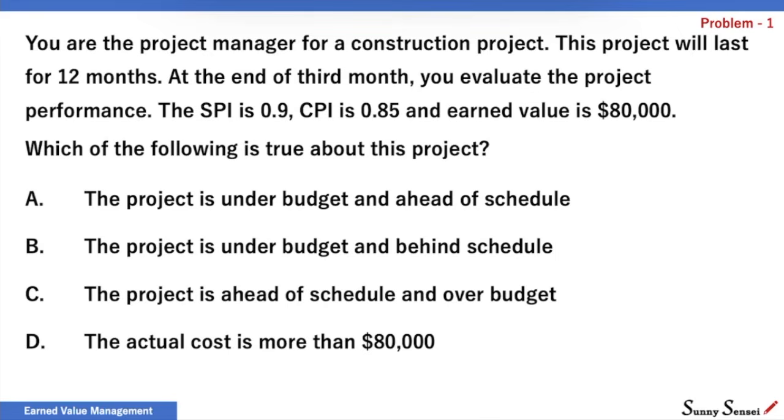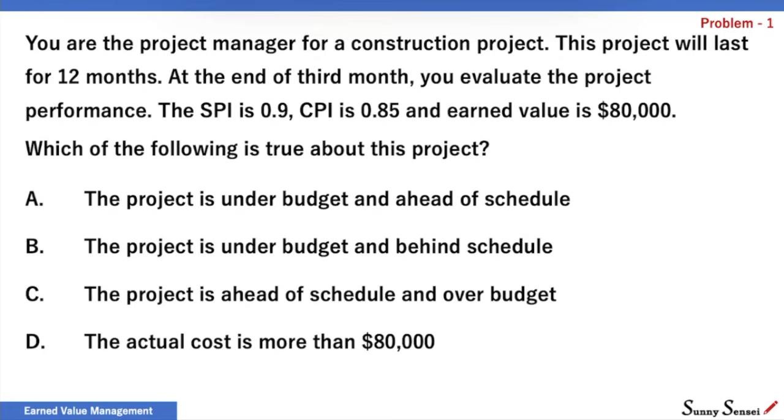You are the project manager for a construction project. The project will last for 12 months. At the end of third month, you evaluate the project performance. The SPI is 0.9, CPI is 0.85, and the earned value is $80,000. Which of the following is true about this project?